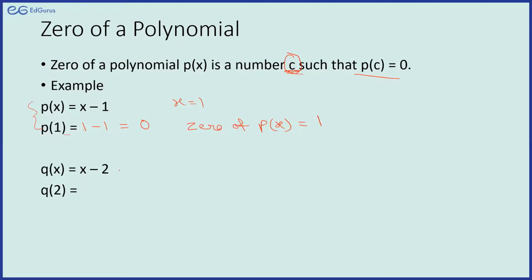ओके, लेट्स टेक मोर एग्जांपल. नाउ q of x is x minus 2. नाउ सपोज I take x as 2. ओके, व्हेन I take x as 2, तो पॉलिनोमियल की क्या वैल्यू होगी? q of 2 क्या है? Ma'am, 2 minus 2. Good. 2 minus 2, which is 0. So what does this mean? When I take x equal to 2, my q of x is 0. That means 0 of q of x is 2. इस पॉलिनोमियल का 0 जो है वो है 2.